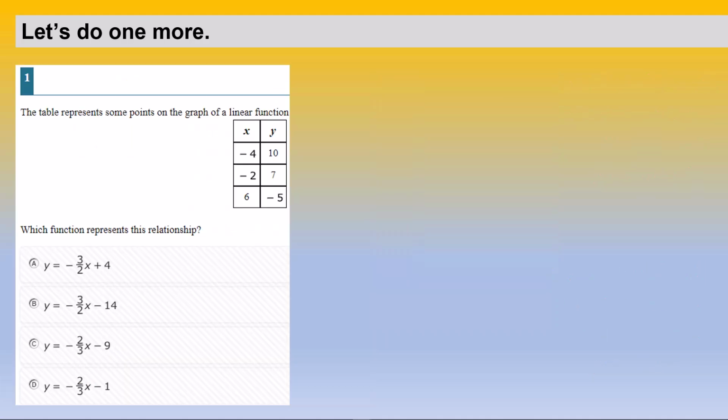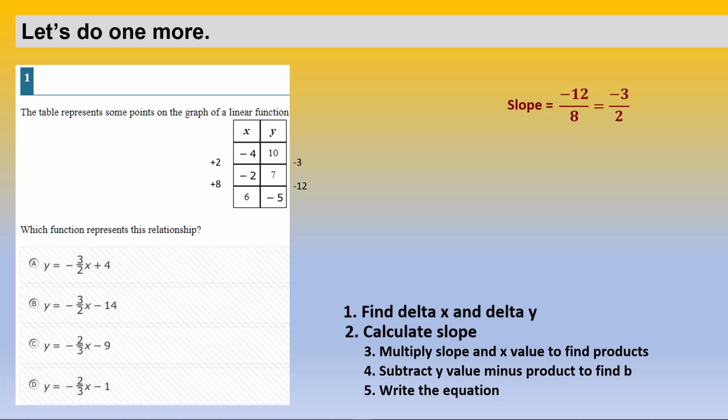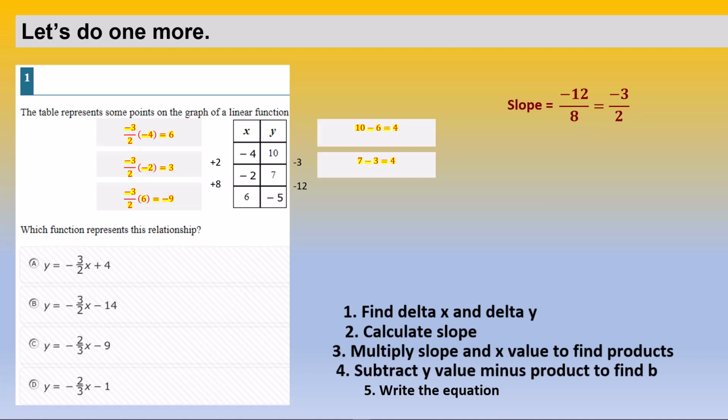Let's do one more. Pause the video and work it out. Then press play to see the correct process and answer. We follow the 5 steps we learned earlier in the lesson. Find the x and y changes, calculate the slope, multiply the slope and x values, subtract those products from the y values to find b. Write the equation, which matches choice A.